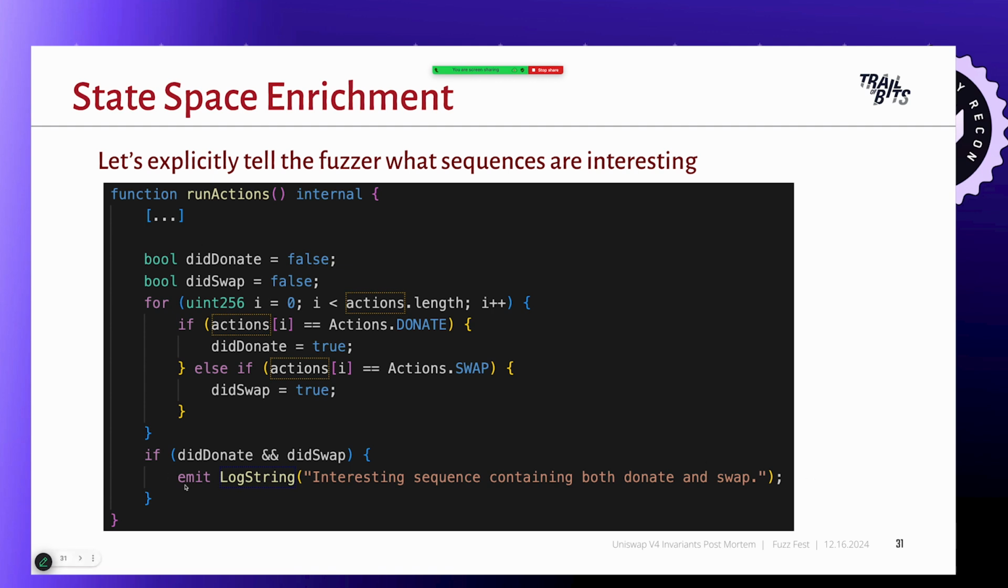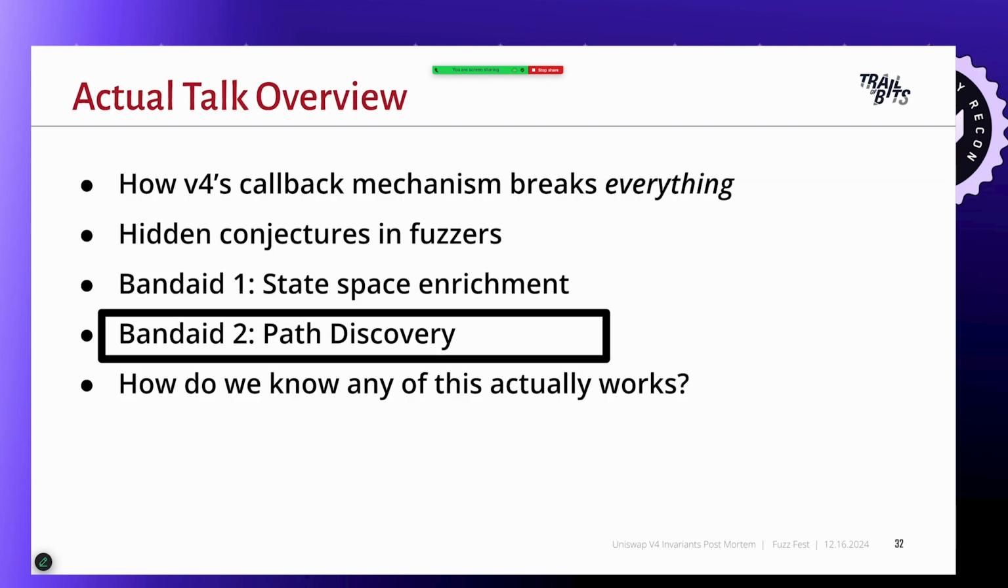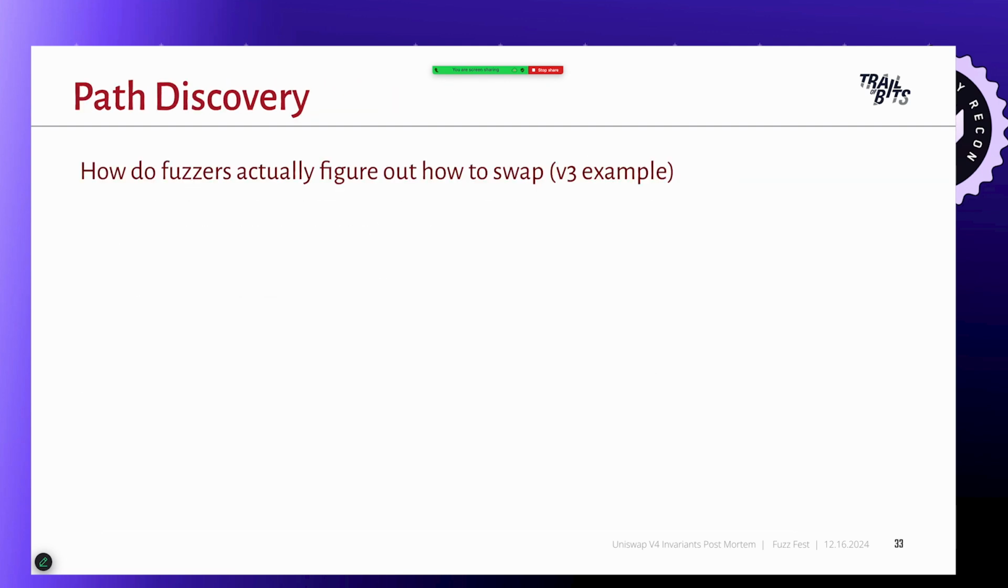And if it was hit, then that is a condition that your fuzzer was looking at. And if this was never hit, then there might be something wrong with how you set up your fuzzing harness, or something wrong with how the fuzzer is finding sequences that's preventing this from being hit. And it can be a good way to start a conversation about: is my fuzzing harness actually working? Okay, so now let's talk about the other Band-Aid, path discovery.